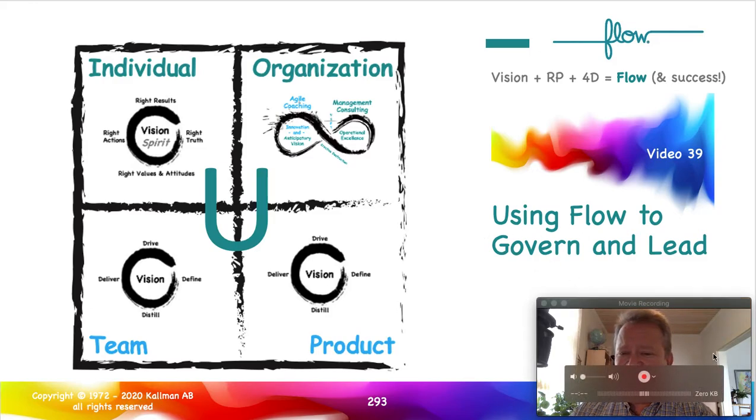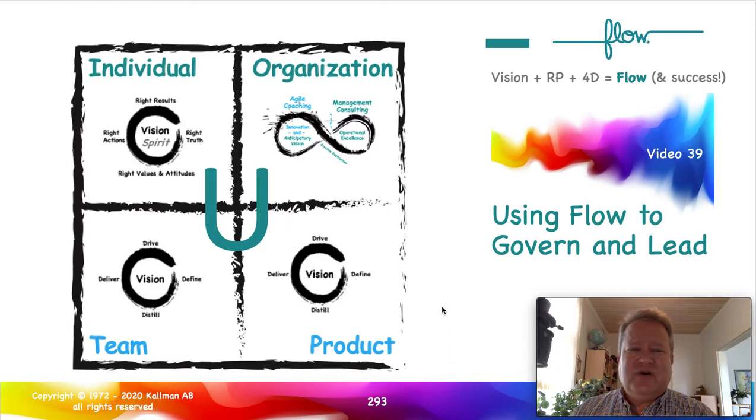The key tools that we use for governing Flow and leading Flow for the individual: the key tool is right results and the 4R model. For the team, it's driving using the 4D model. Same for the product. Then for the organizational level, we're going to look at Agile coaching, which includes innovation and anticipatory vision, as well as management consulting that looks at operational excellence.